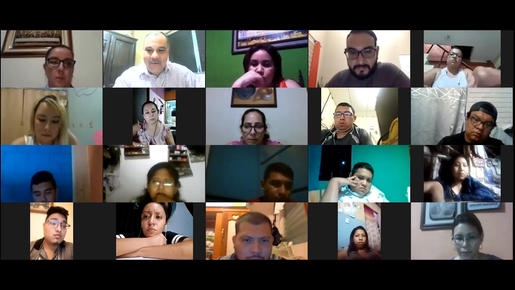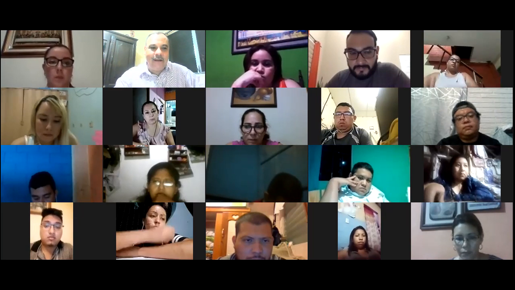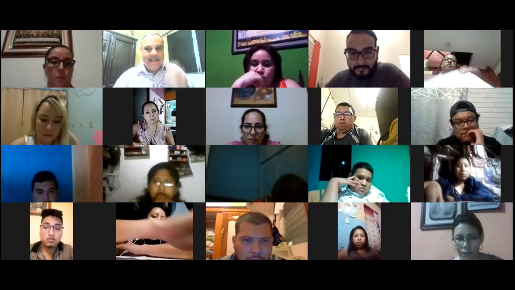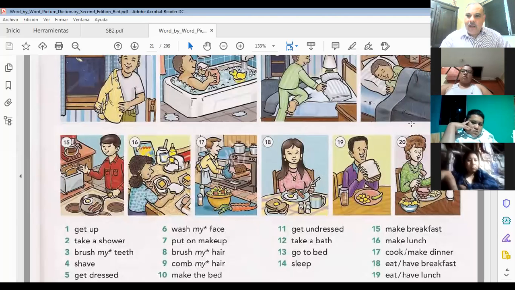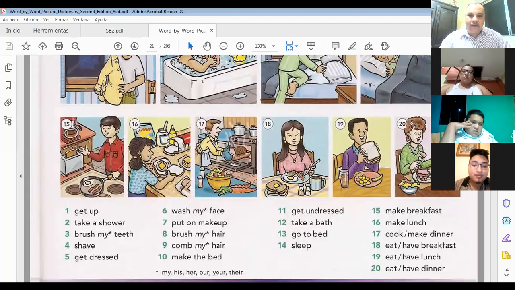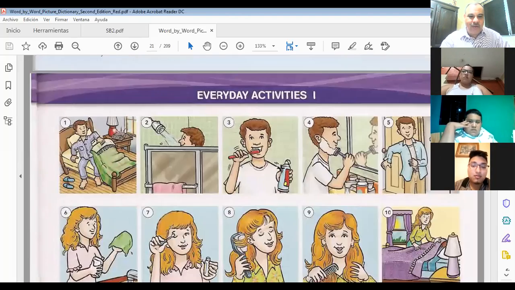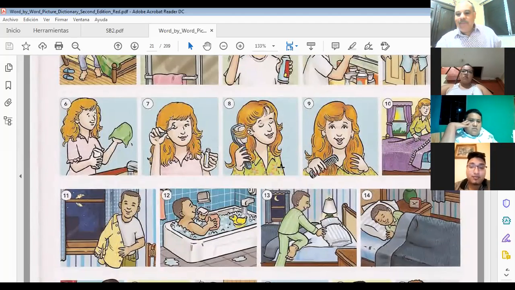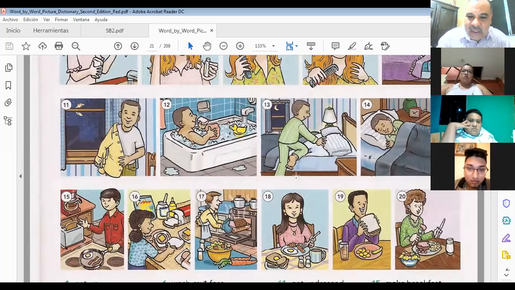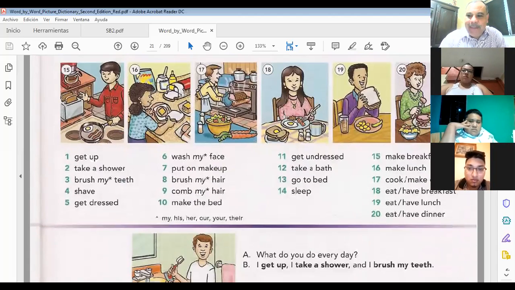Everyday activities, okay? Now, can you see here? Yes, I can. Okay, can you see it? No, teacher. Not yet. Yes. Can you see the pictures? Yes. Okay. I'm going to see if it is possible to send you this book. This is a book. We'll try to send it to your email. Okay? Now, here.